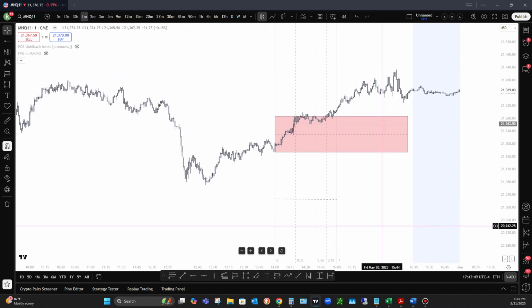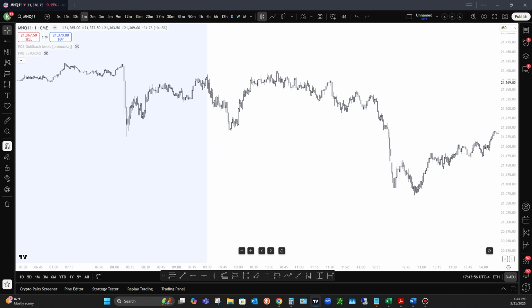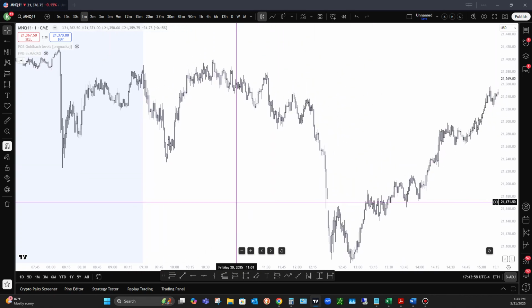There's 2 different ways that I showed you just now. One using the ICT macros in the first fair value gap. And then the other thing is looking at the hourly candles, the power 3 using accumulation, manipulation, and distribution.